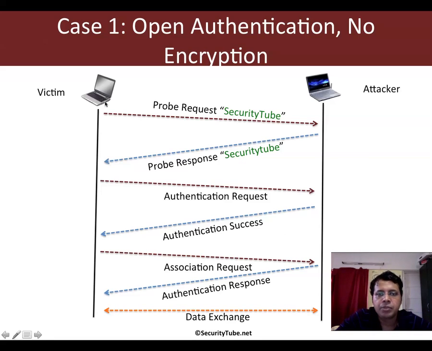Now the victim is happy that it's actually found the SecurityTube network in the vicinity, and it sends an authentication request to which the attacker would simply send an authentication success message. Then the association phase goes through very simply, and then data exchange happens. Now you may ask me, how is this even possible? Right? The attacker is not really a real access point at all. Why is the client accepting the probe response?